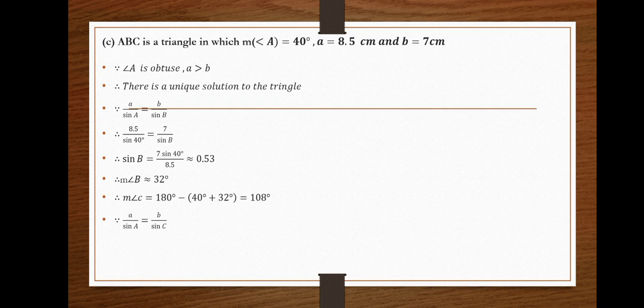يبقى measure of angle C طبعا 180 minus (40 plus 32) تطلع obtuse angle 108 degrees. Since a over sine A equals c over sine C, يبقى هقدر أجيب C. يبقى 8.5 over sine 40 equals c over sine 108. يبقى c, هعمل cross multiplication, equals 8.5 sine 108 over sine 40, approximately 12.58 centimeters.